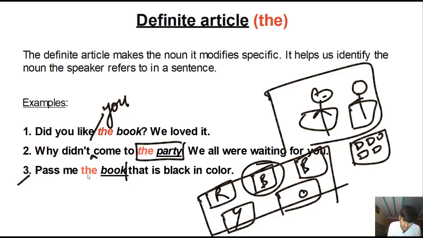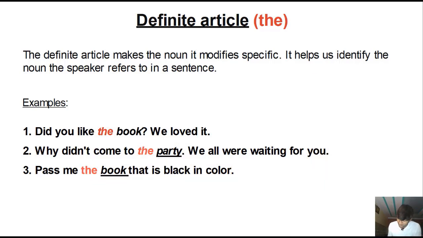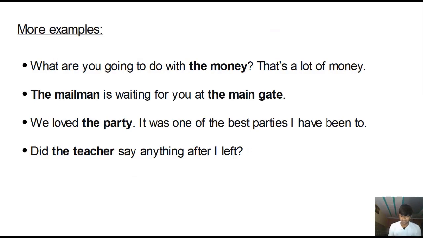Since you do, we're using the article the. And this entire thing is the noun phrase: the book that is black in color. It has a pre-modifier determiner, which is the, and it has an adjective clause, that is black in color. I'm talking about a specific book. That is why I'm using the. That's how we use the definite article the. This is a grammatical usage of the definite article.